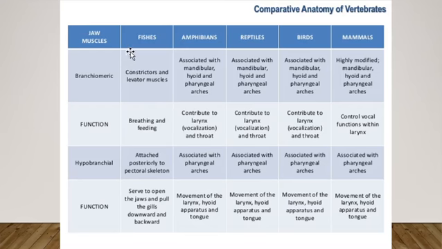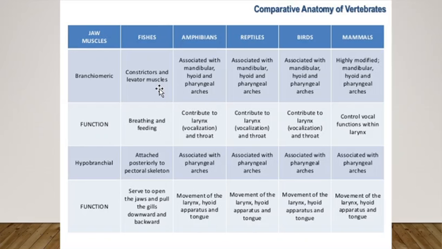In fishes, constrictors and levator muscle. So the branchiomeric, which could be found in the jaw, or these are the jaw muscles. So what happened to the jaw muscles derived from branchiomeric? Fishes have a constrictor and levator muscle, which helps in elevating the lower mandible of jawed fishes.